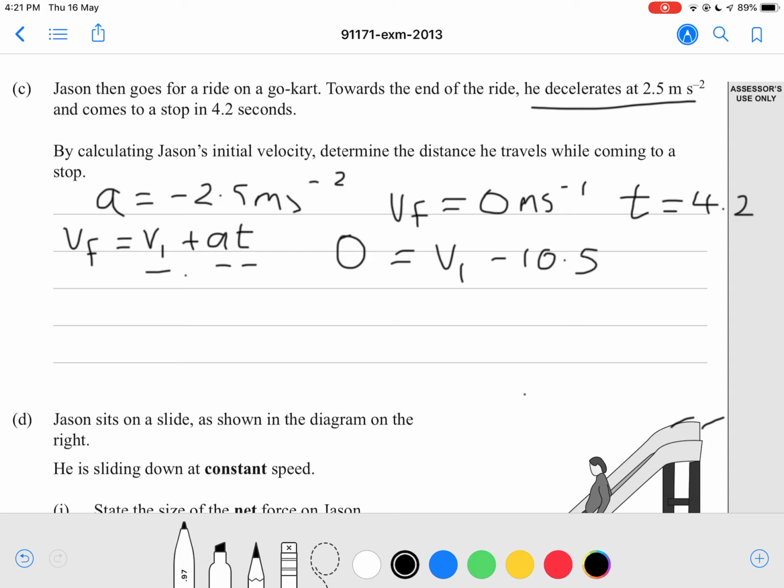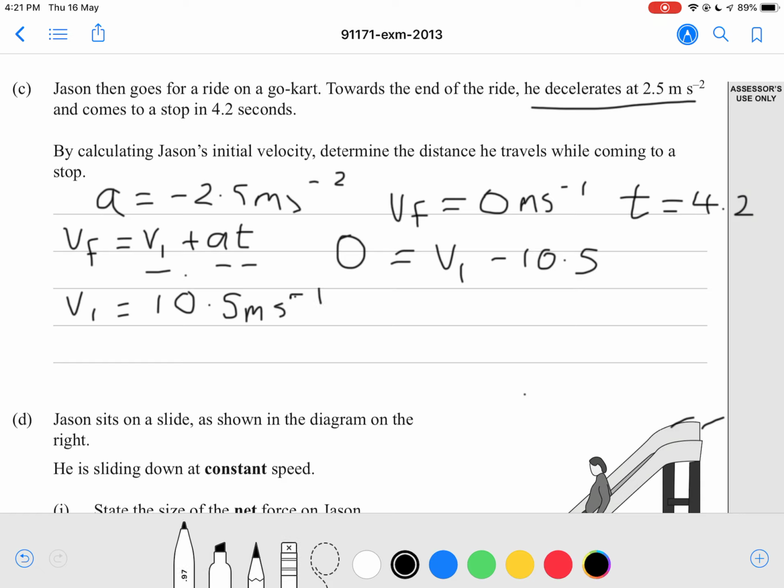Okay, so basically, what minus 10.5 is 0? That's pretty straightforward, so you can see straight away that VI is 10.5 meters per second, okay? Sorry, that's a bad S. We found this out now, okay?